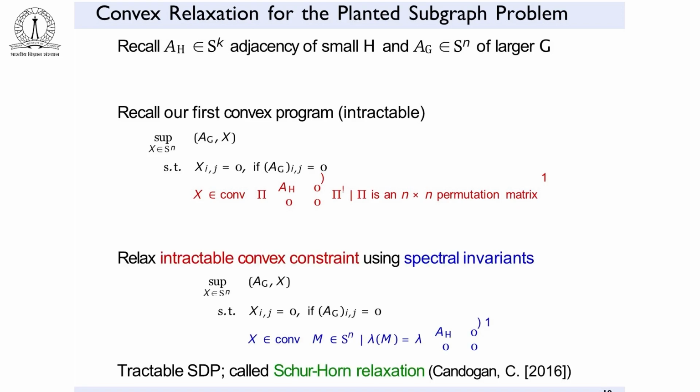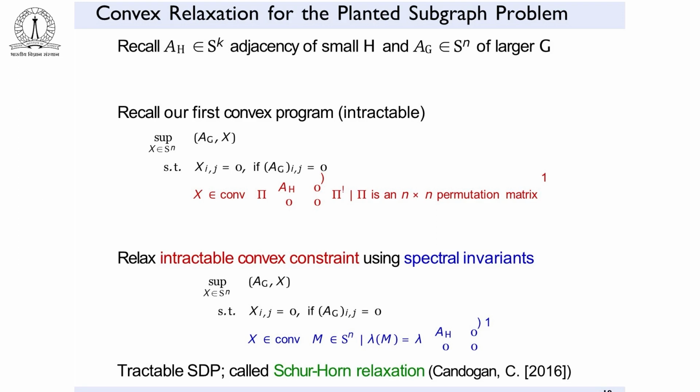One natural thing you could do is to say, I'm going to relax the intractable convex constraint further by only using spectral information about my graph. So rather than taking the convex hull of permutation times this times permutation transpose, I'm going to take the convex hull of orthogonal times my graph times orthogonal transpose. That's effectively what this is. And this thing, as we saw a few slides ago, has a tractable semi-definite programming description.